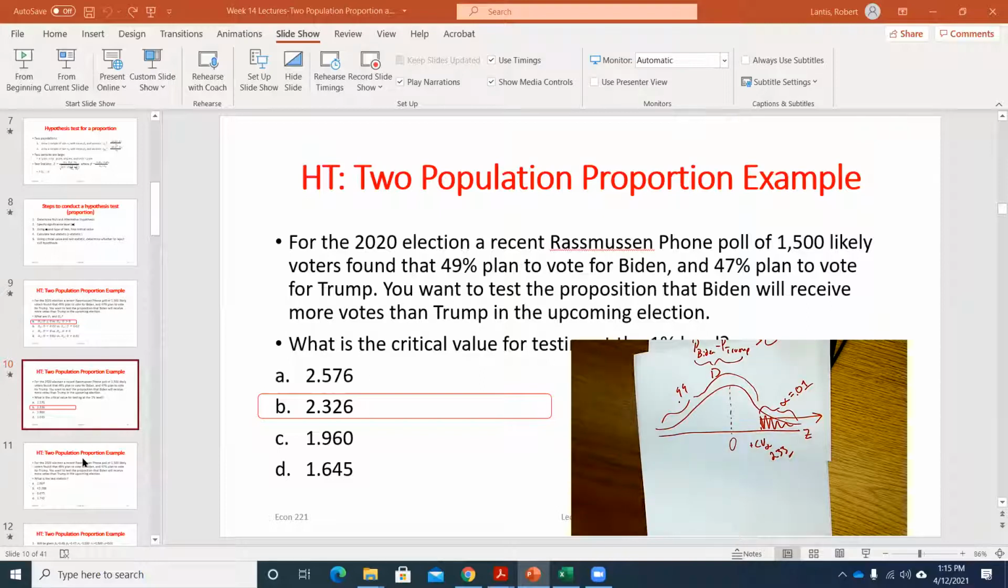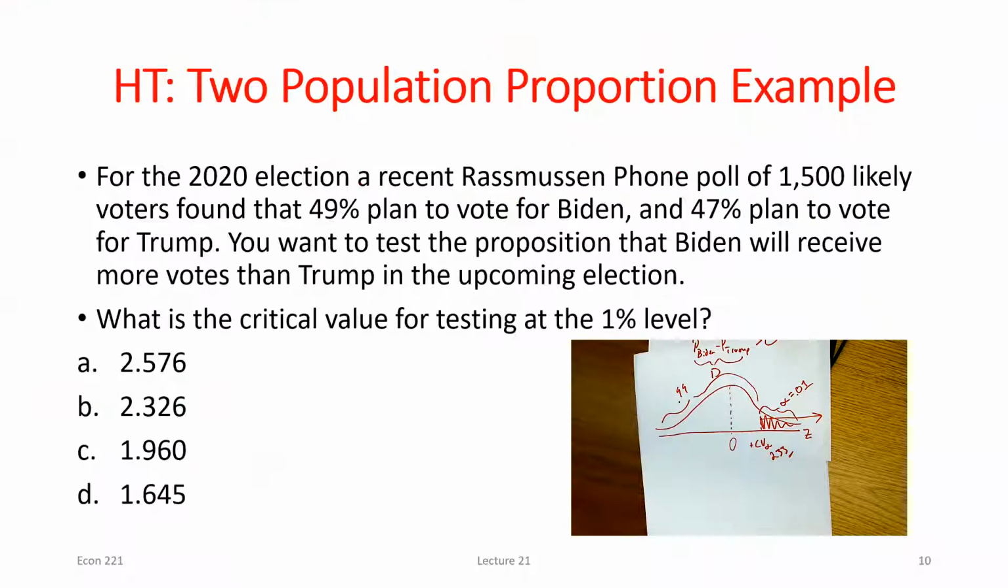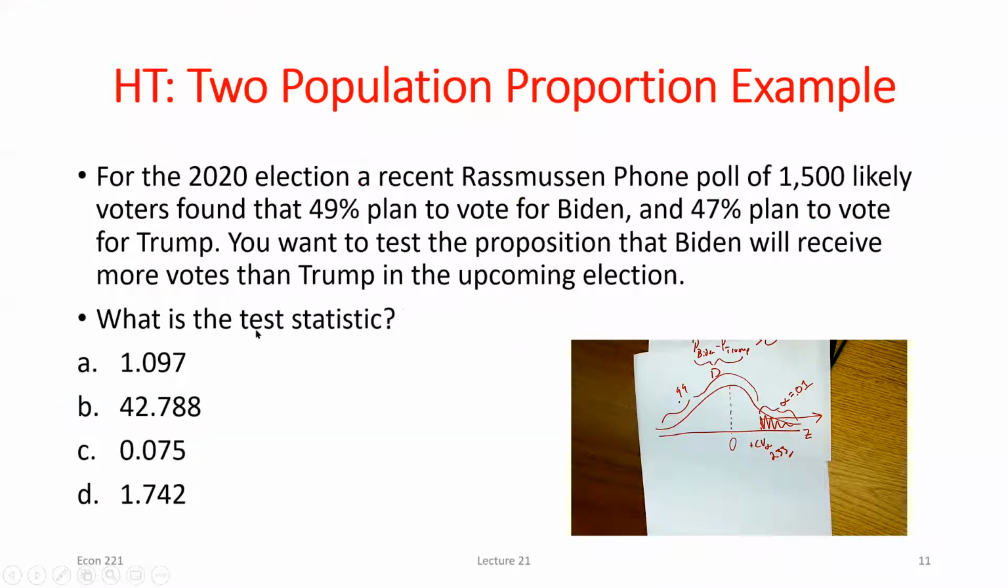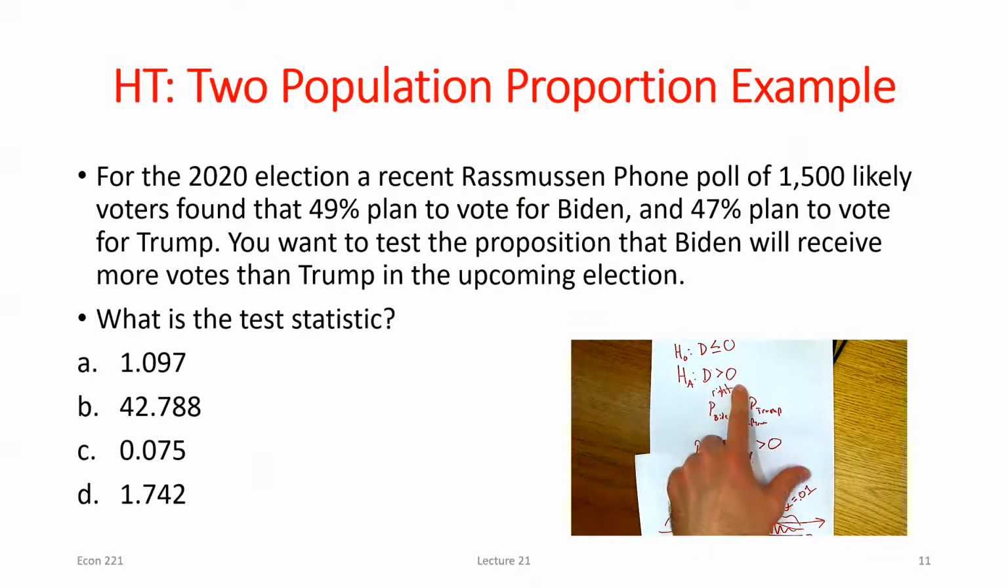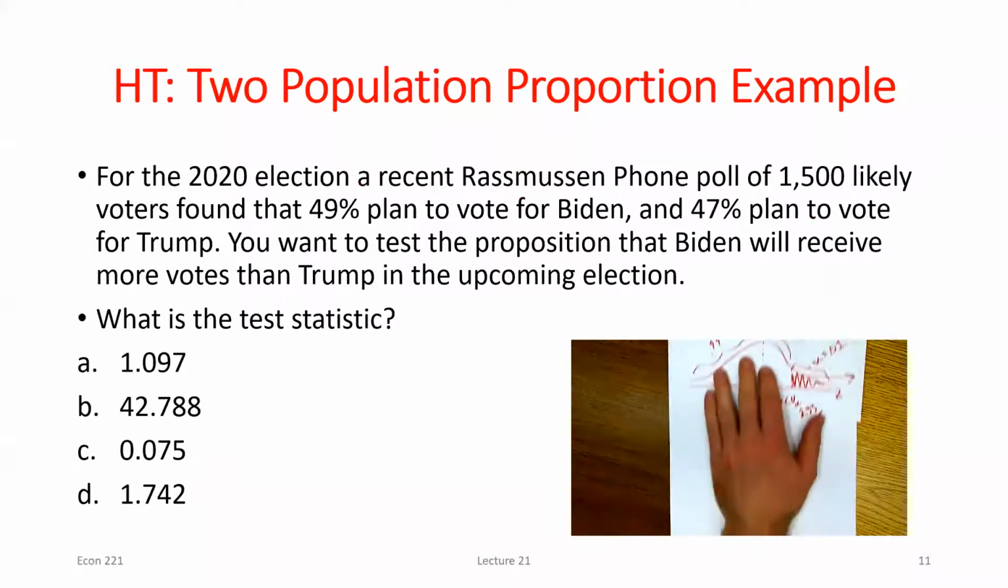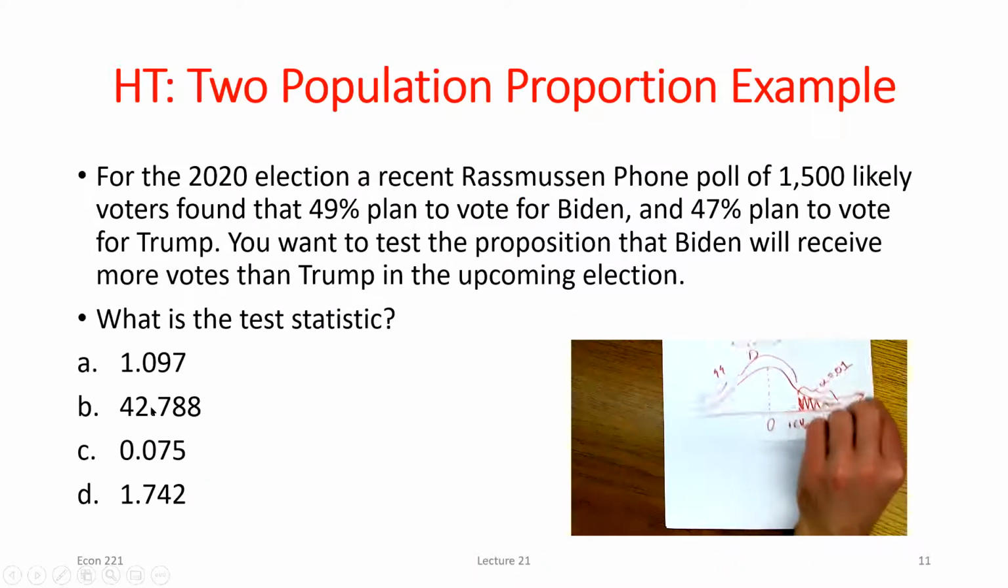Okay, so the next step is, if I have my critical value in the rejection region, what's my test statistic? Well, first of all, 42 is a ridiculous test statistic. It means the sample difference I found was 42 standard deviations away from the assumed true difference of 0. So I'm doubting that B is going to be the correct answer.